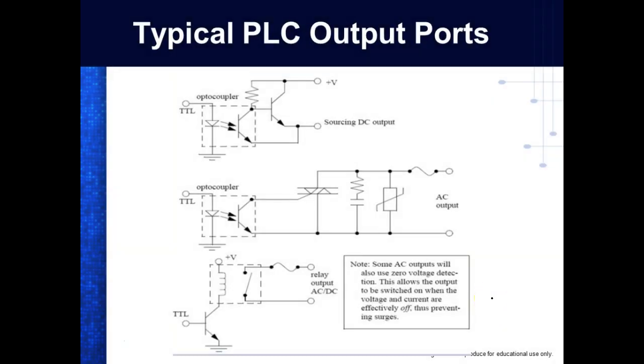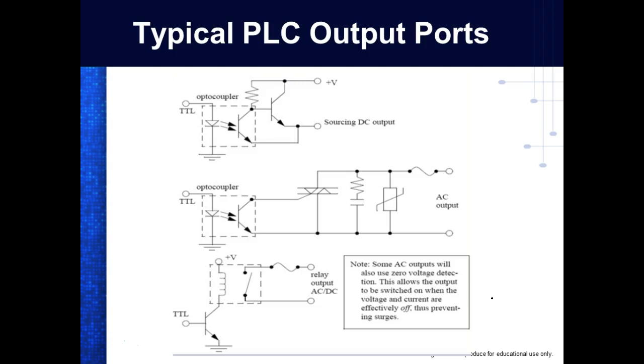These are the actual true outputs that we have. We have a DC output which uses a transistor. We have an AC output which uses a device called a triac. It'll actually pass AC, which is pretty neat. Some people call them solid state relays. It works really good. Then we have what we call relay output.